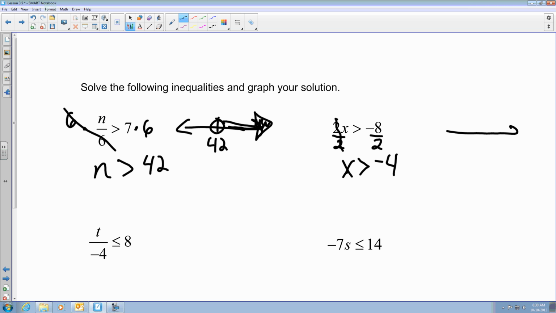Now, if I were to graph this inequality, negative 4 here, it is an open circle, and the shading goes to the right.